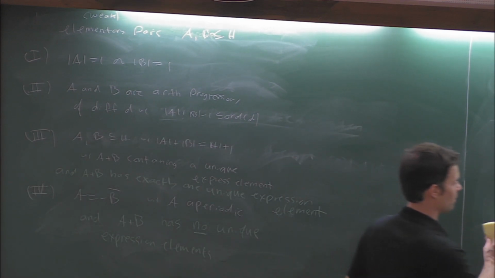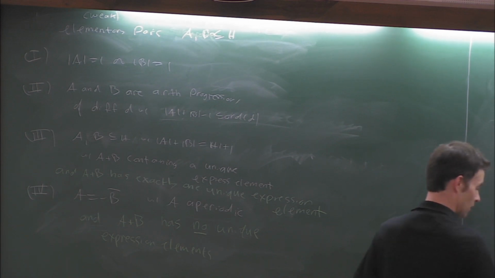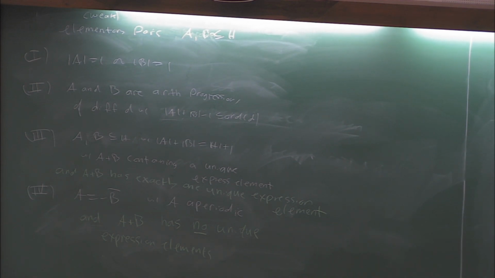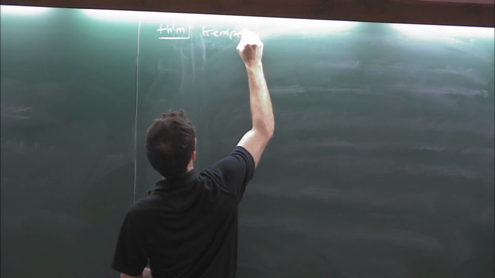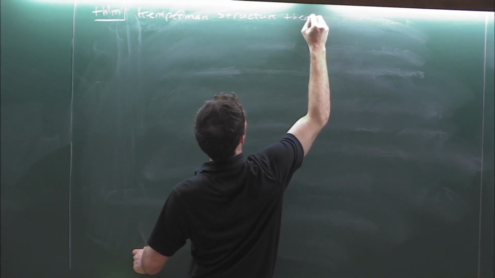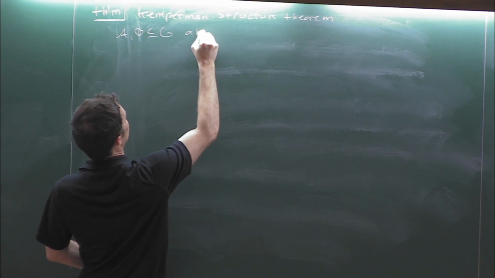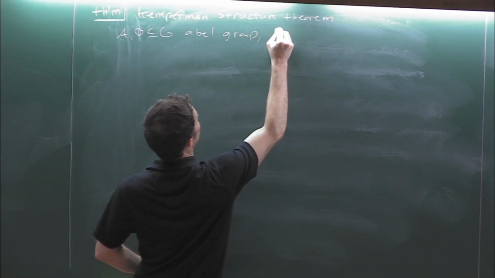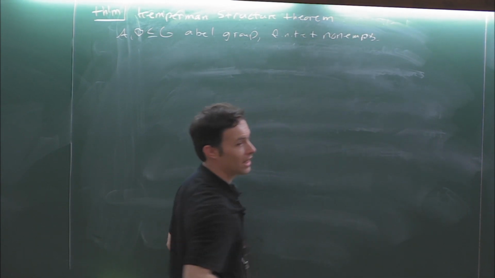So let's write down Kemperman's theorem. There is more than one way to state this. I'm going to write down what's sometimes called the dual formulation. So A and B are inside G, an abelian group. They're finite and not empty.